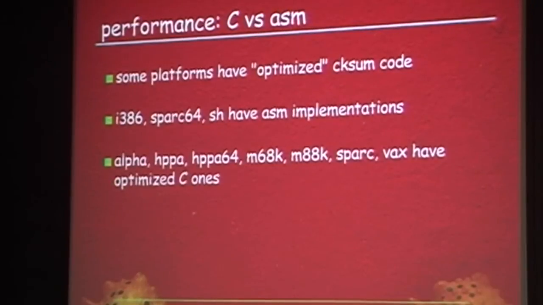Some platforms have optimized checksum code. This is actually kind of interesting. i386, SPARC64, and SH have assembler implementations for the checksum algorithm. And a couple of other platforms have optimized C versions that might contain assembler code as well. I didn't check them all.